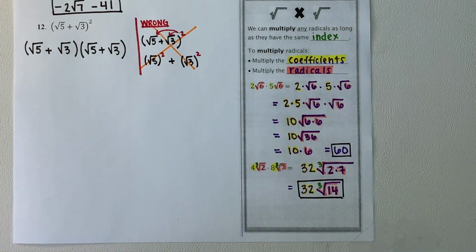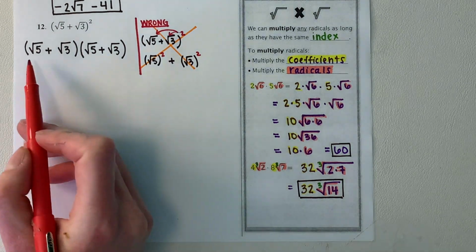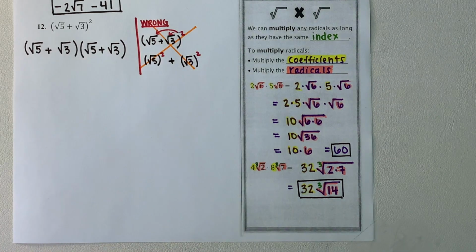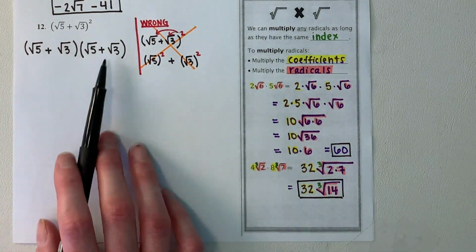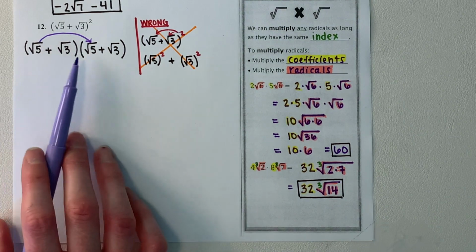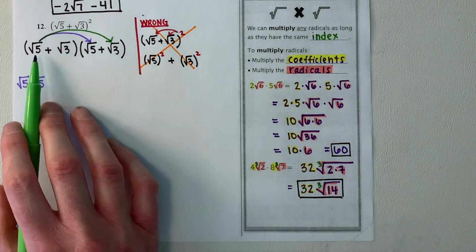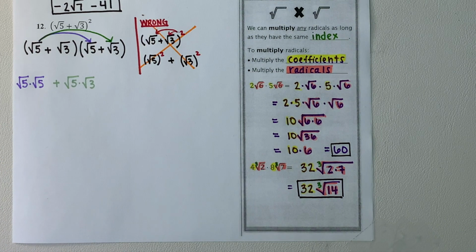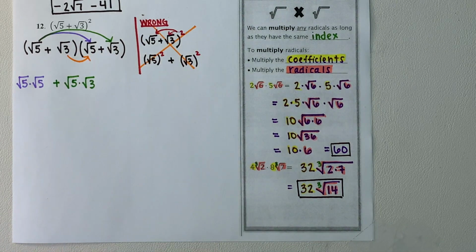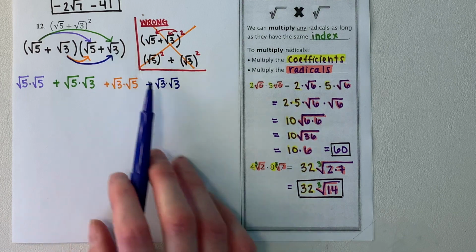The correct way to solve this is to rewrite this quantity squared as the square root of 5 plus the square root of 3 times itself, the square root of 5 plus the square root of 3. Now, we're going to want to FOIL again. We'll start by multiplying the first, so we'll take the square root of 5 times the square root of 5. Then we'll multiply the outer, so we'll take the square root of 5 times the square root of 3. Then we'll multiply the inner, so we'll take the square root of 3 times the square root of 5. And then we'll multiply the last, so we take the square root of 3 times the square root of 3.